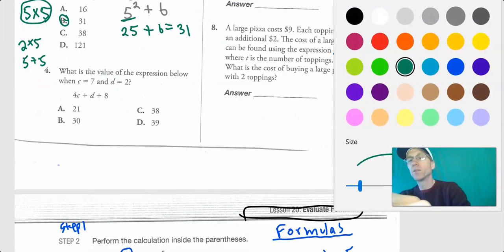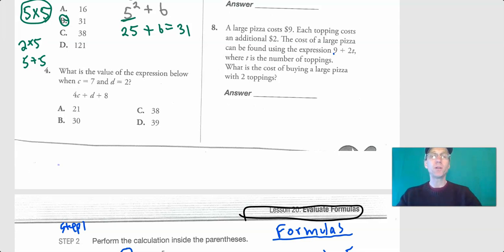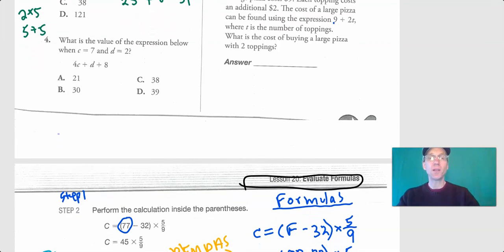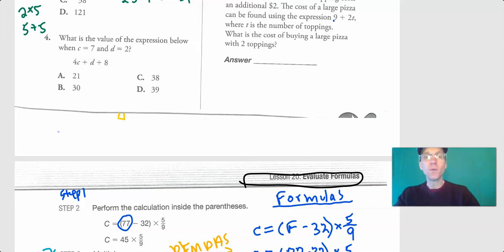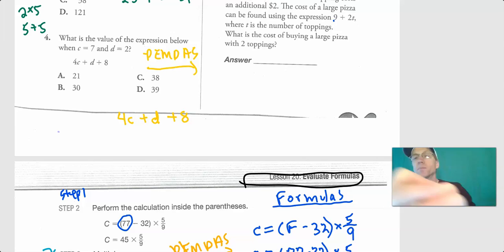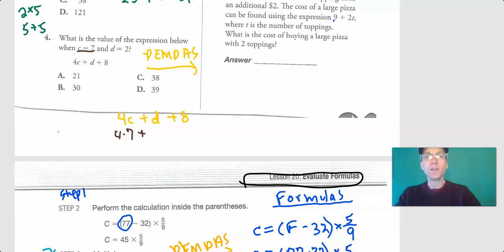Let's get something different. What's the value of the expression below when c equals 7, d equals 2? Okay, I'm going to come down here, I got a little more space. 4c, which is 4 times c, plus d, plus 8. Going to do my PEMDAS up here, going from left to right. For c equals 7, that's 4 times 7, plus d equals 2, 2 plus 8. I have no parentheses, no exponents, but I got multiplication. It comes first.